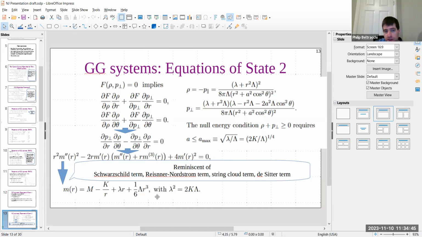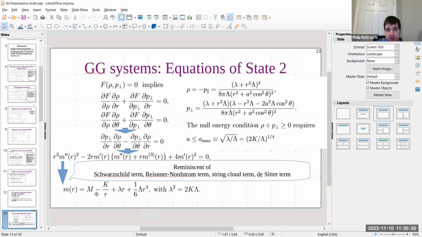In the spherical case, this is reminiscent of a mass function with a Schwarzschild term m. The k over r term ends up being an electric field Reissner-Nordström term. This term with little lambda times r is basically a string cloud term, and this final term is, in spherical symmetry, a de Sitter-like term. And we also have that there is a constraint on the values that the coefficients for these different terms take.